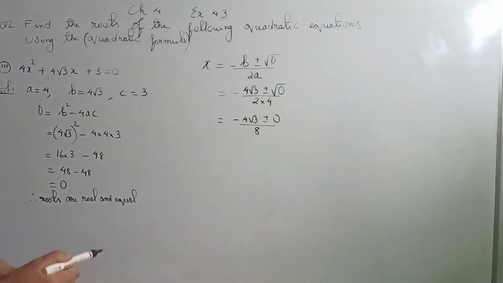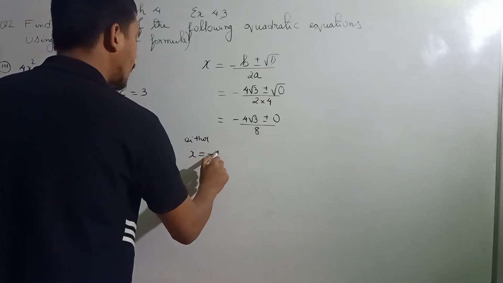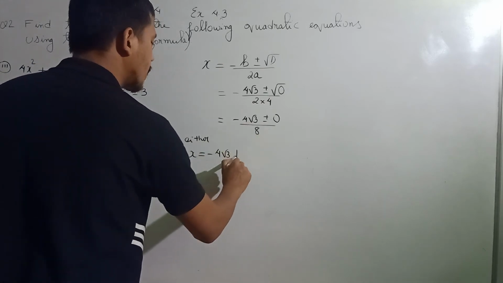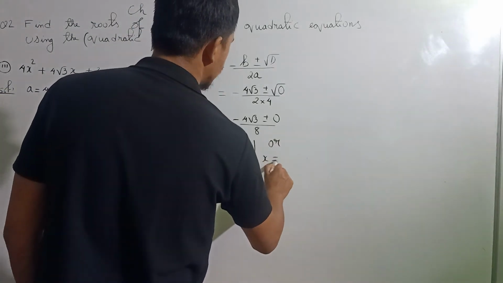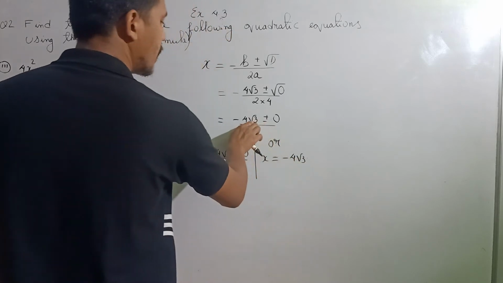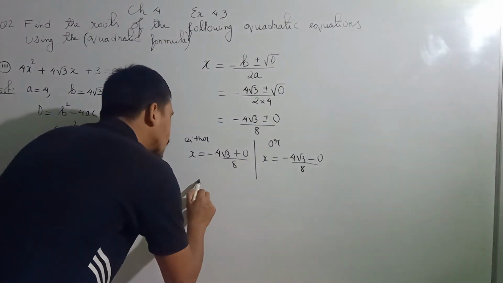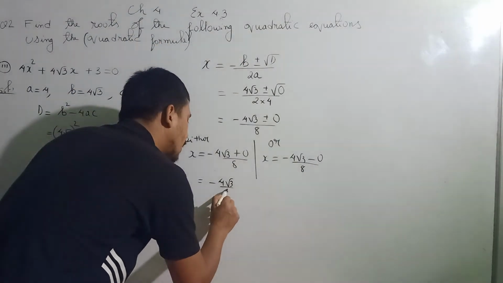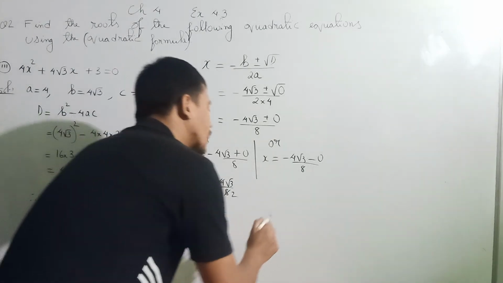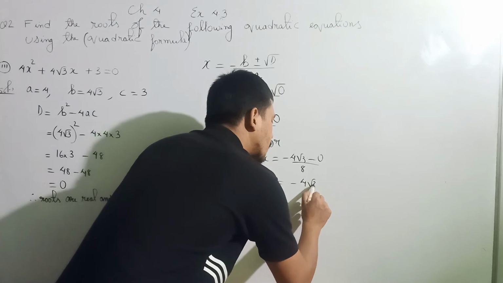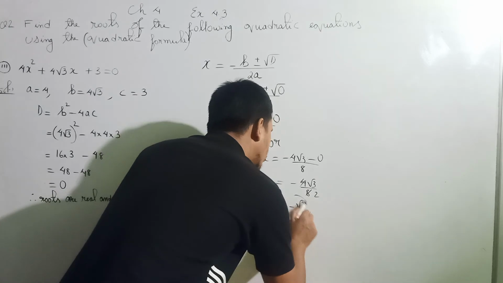Okay? So either your first root will be minus 4 square root of 3 plus 0 upon 8, or x equals to minus 4 square root of 3 minus 0 upon 8. So this is equal to minus 4 square root of 3 upon 8. 4, 2 times is 8, so that's minus square root of 3 upon 2.